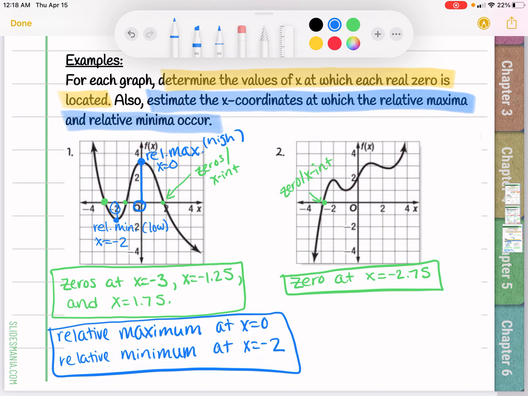We look at our second picture. This one has several maximums and minimums. So let's start with the maximums. I see one here, and I see one here. This one's at about -2, and this one's at about 1.